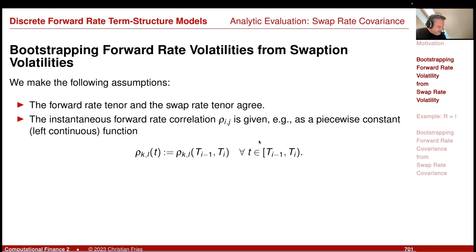So I have our first assumption that the time discretizations agree. So I observe enough financial products, enough swaptions, and have now the second assumption that my instantaneous correlation for the forward rate, so my rho ij, is given. I'm now discretizing my volatility and correlation model, time discretizing it.